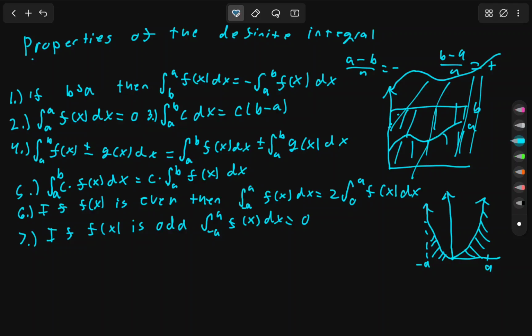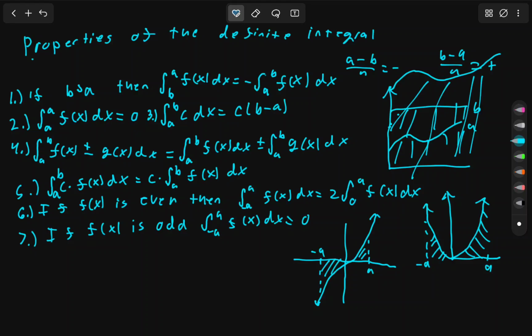And if f of x is odd, then the integral from negative a to a of f of x is 0. And I suppose a good example of this is the function y equals x cubed. The reason for that is the integral from a to negative a is going to have the same area under the curve, except over here it's negative.